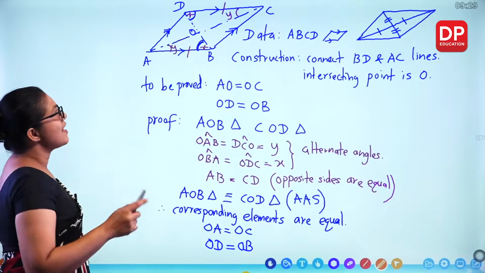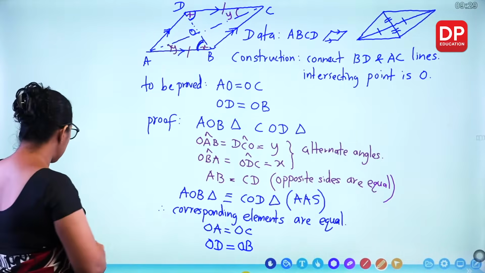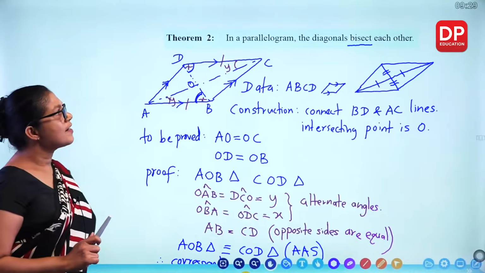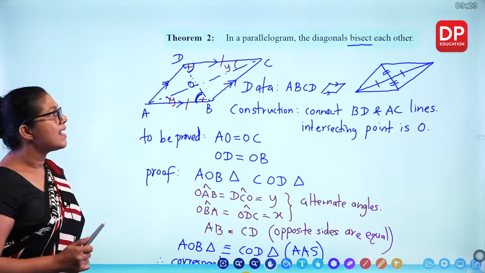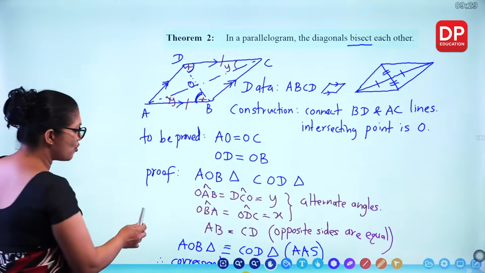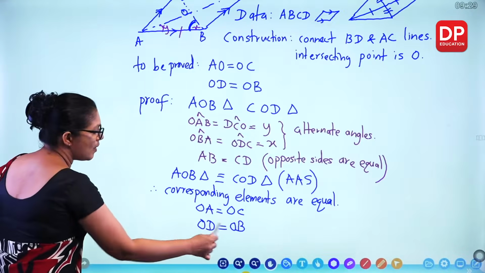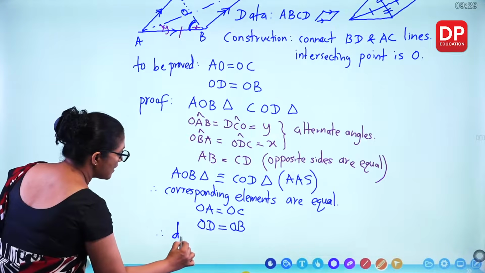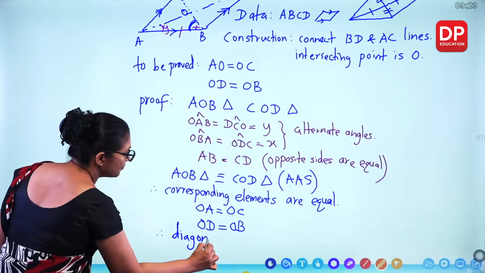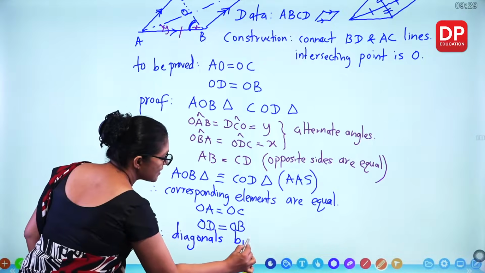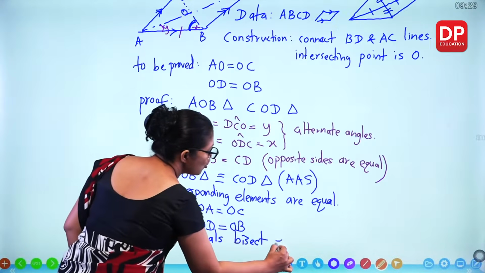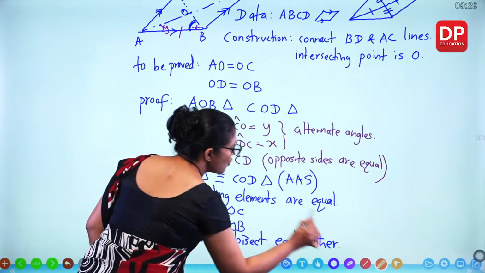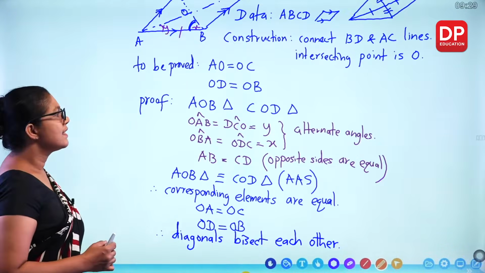So if these are equal, what does the second theorem say? Second theorem, in a parallelogram, the diagonals bisect each other. So we proved that these are equal. We can write therefore diagonals bisect each other. So that's the second theorem.